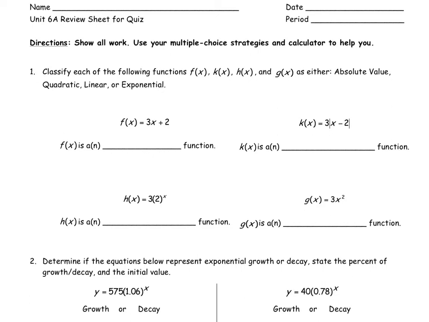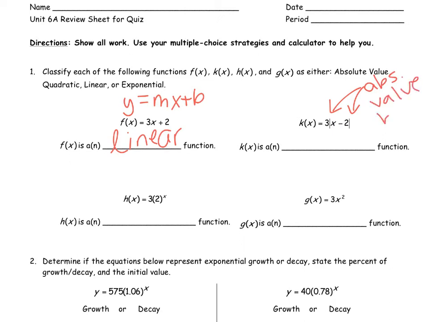So for question numero uno, we're looking at the following function. We could rewrite this as y equals mx plus b. This would be a linear function. You must know the differences between each function. Here we have our two absolute value bars, so this would be an absolute value function.